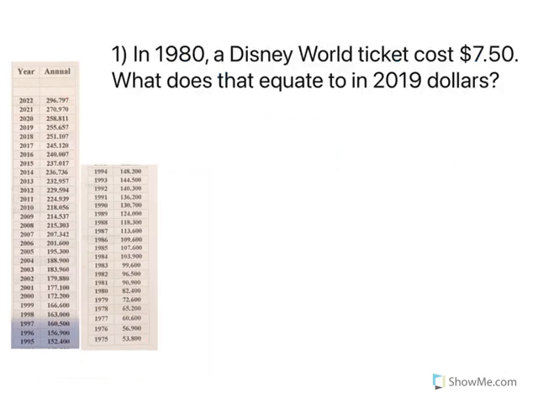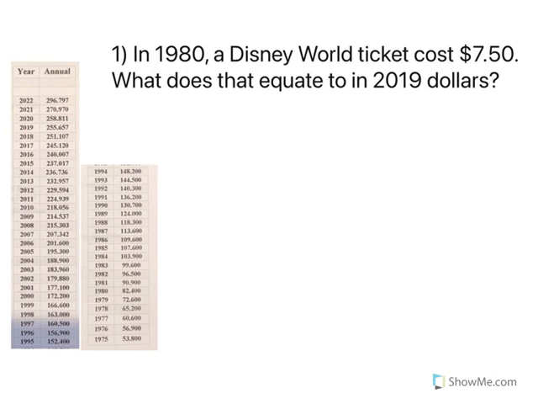So we can use this to talk about comparative pricing if items increased with inflation. So we set these up as proportions. So let's look at this. In 1980, the year before I was born, a Disney World ticket cost $7.50. What does that equate to in 2019 dollars? Now, when you're playing with CPI, you are assuming that everything is increasing with inflation.